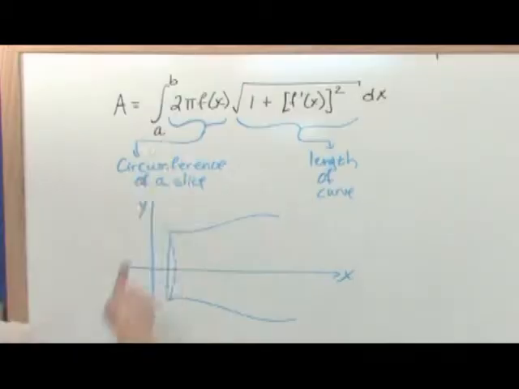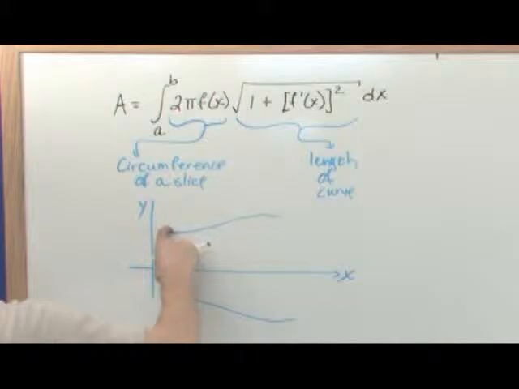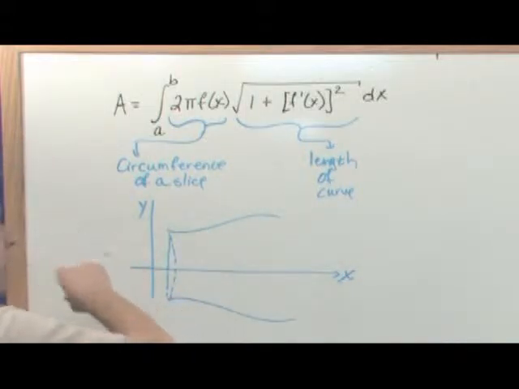functions, and that circumference is 2 times pi times f of x. F of x is given by this thing right here. The length of the curve is already given to you from the previous section. You put those together, you integrate, and that's what we already talked about in the previous sections was the area.